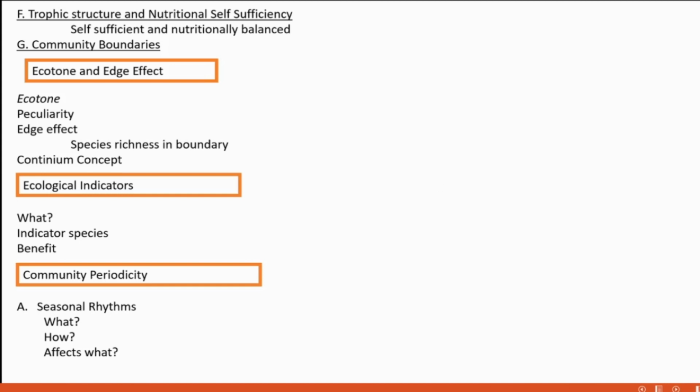The indicator species are called sentinel organisms. Sentinel means guarding organisms. Indicator species should have high biomonitoring potential. Mostly plants, though oysters, mussels, and earthworms also play the same role. What is the benefit of using these ecological indicators? They are less expensive and time saving.